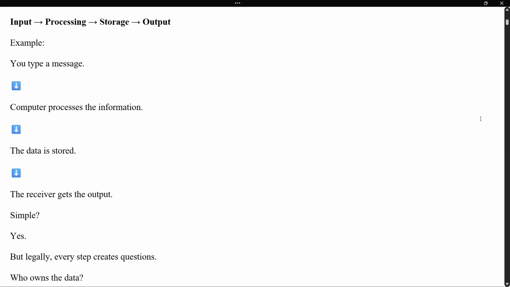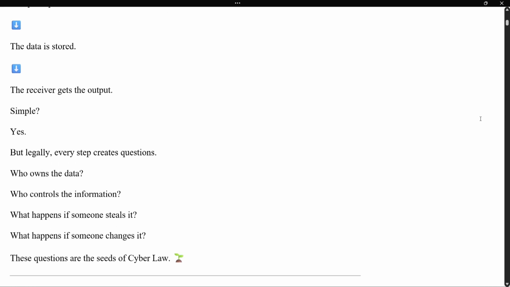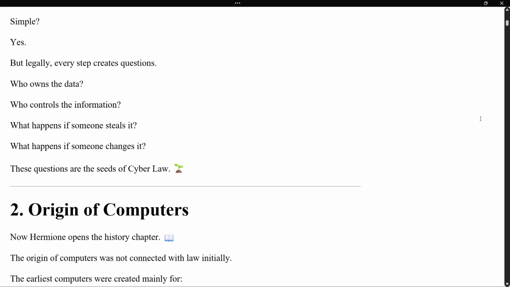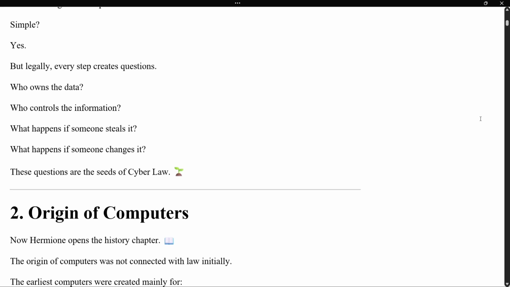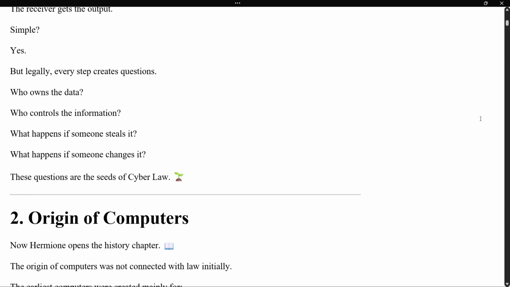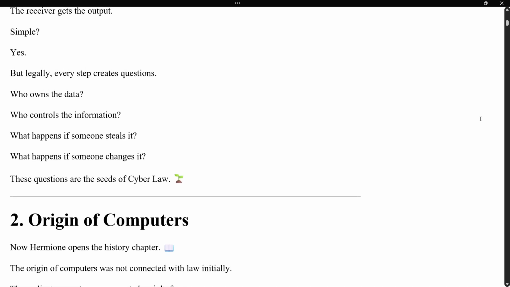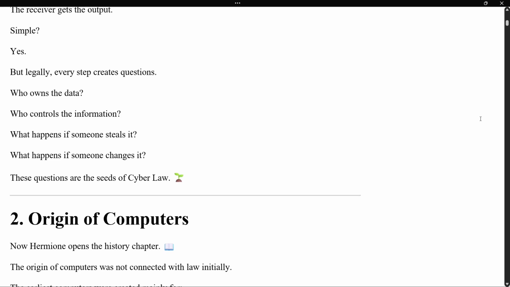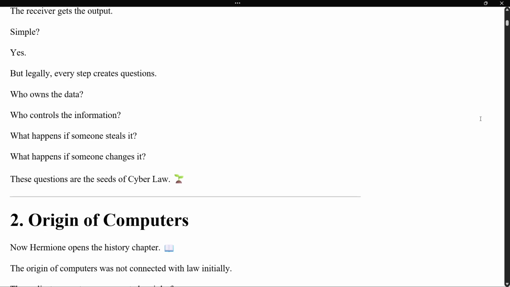Who owns the data? Who controls the information? What happens if someone steals it? What happens if someone changes it? These questions are the seeds of cyber law. 2. Origin of computers. Now Hermione opens the history chapter.